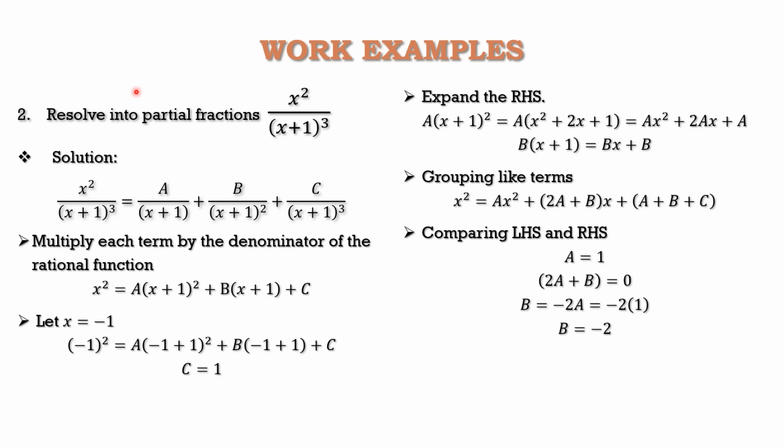So as such, this particular rational function can be split as x squared divided by (x plus 1) power 3 equal to 1, that is a is 1, then minus 2 because b is minus 2, so it will affect the plus sign here, divided by (x plus 1) power 2, plus c is also 1, so we have 1 divided by (x plus 1) all power 3. Now, that is how we've been able to split this particular rational function, or resolve this particular partial fraction.